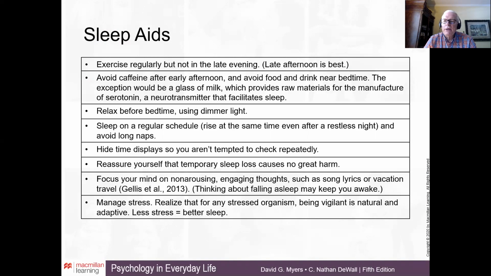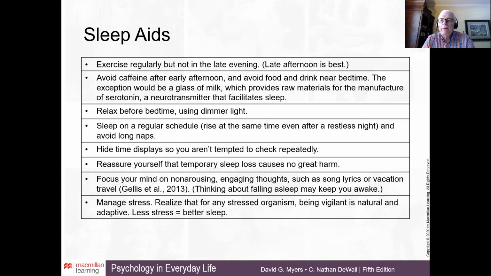So regular exercise is good, but it needs to be a little earlier in the day so that we don't get our bodies all revved up right before going to sleep from doing some sort of exercise activity. It's also a good idea to avoid caffeine after the early afternoon and avoid eating and drinking near bedtime. Now, milk can sometimes help us because, as you can see, the raw materials in milk help to manufacture serotonin, which is a neurotransmitter that facilitates sleep.